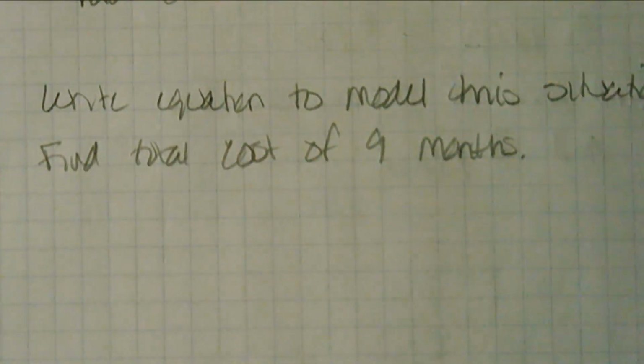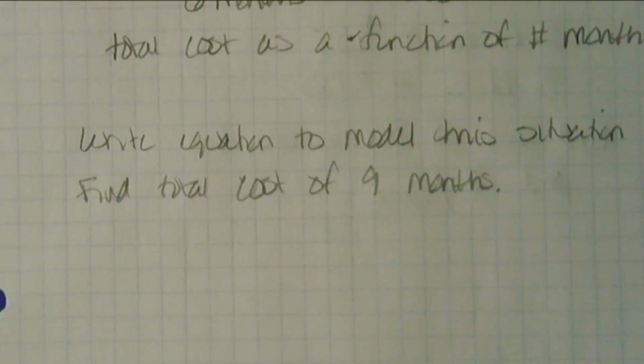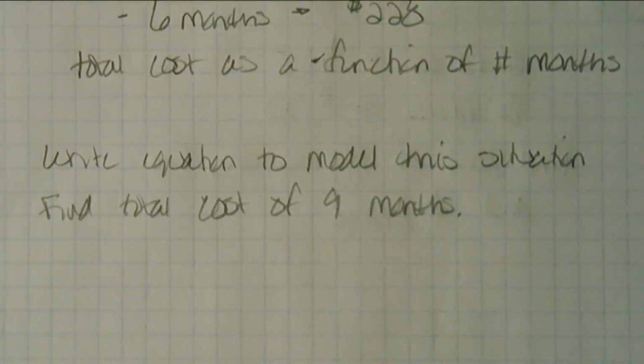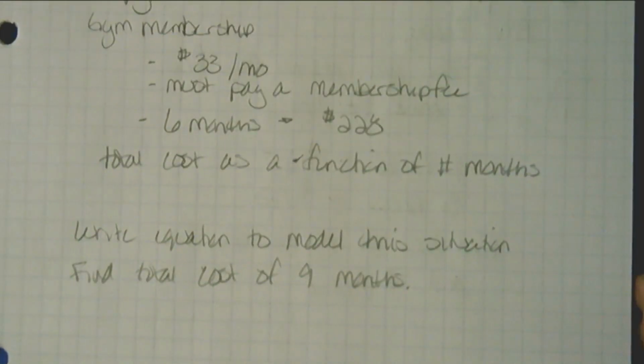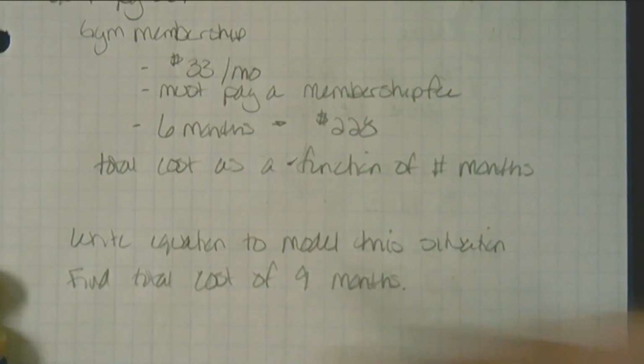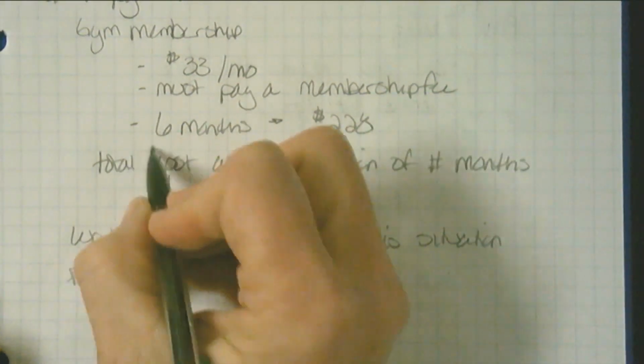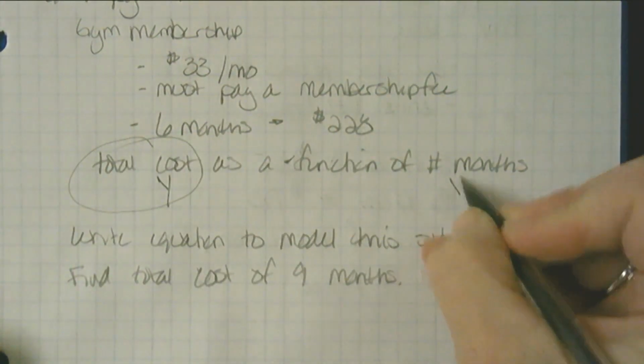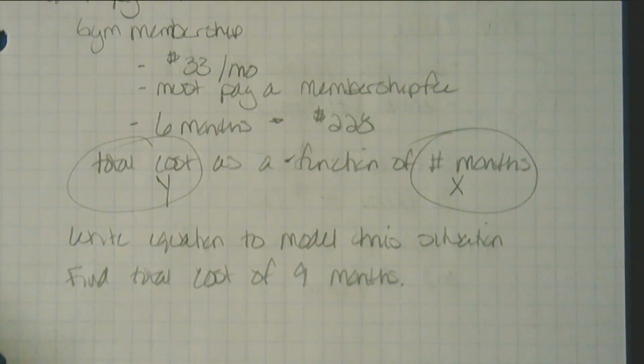All right, so if you notice, it says total cost is a function of the number of months. I'm going to use that statement to help me identify my x and my y. Remember, it's y is a function of x. So my total cost is my y, my x is my number of months. You have to define your variables right away.